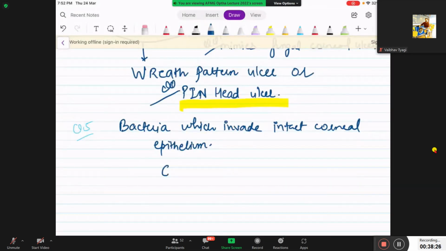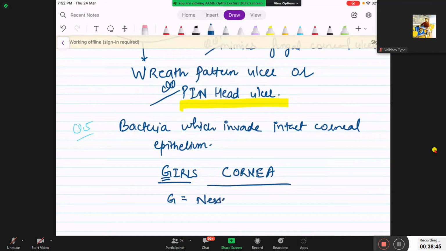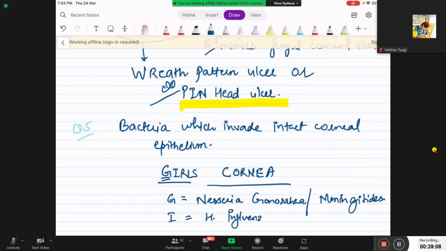And to remember these bacteria, the mnemonic which I am going to give you is "girls' cornea", where G stands for Neisseria gonorrhoeae and Neisseria meningitidis. I stands for H. influenzae.